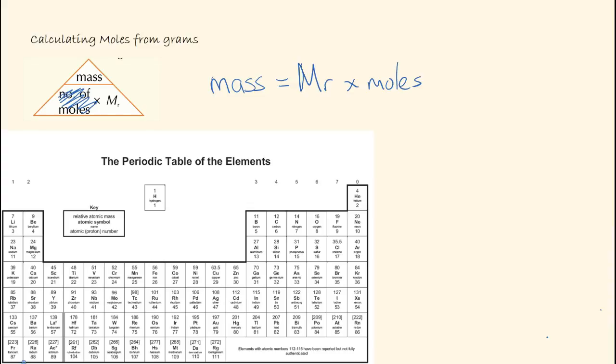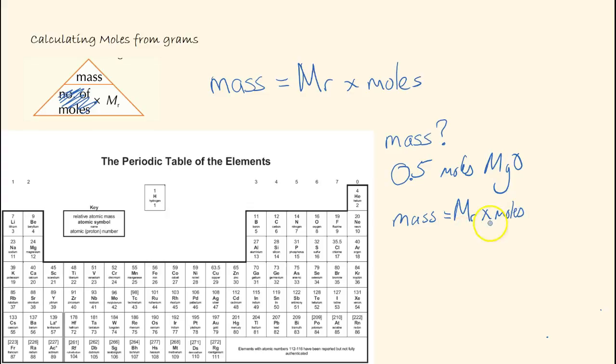As well as working out moles, I might have to work out the mass. So I might have the moles of a substance and be asked to find out the mass. So let's imagine I've got 0.5 moles of magnesium oxide. Well, in this case, to work out the mass, I do mass equals Mr moles. So the mass is equal to the Mr times the number of moles. And in this case, magnesium is going to be 24 plus oxygen, which is 16, times 0.5 moles. And that's going to give me 20 grams of magnesium oxide.